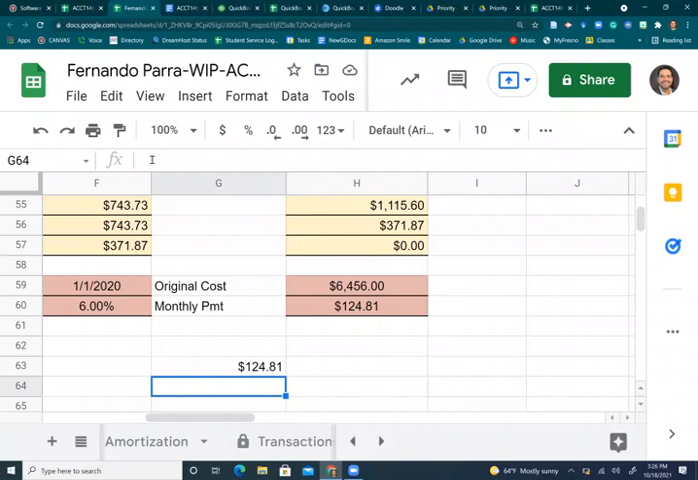What happens out of the first payment of $124.81? Part of that money is going to go to pay the interest. In fact, it goes first to pay the interest. You owe me interest because you kept the money for 30 days, and you owe me interest on the whole loan. So you owe me what? For a 6% annual rate, what percentage is my monthly payment?